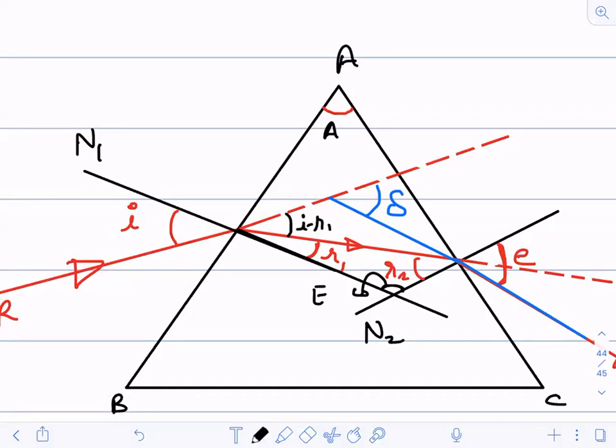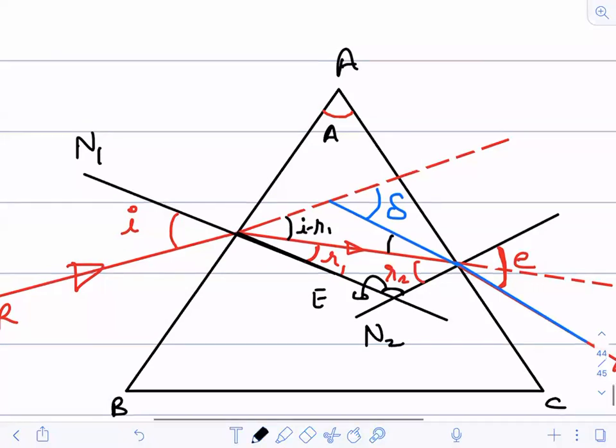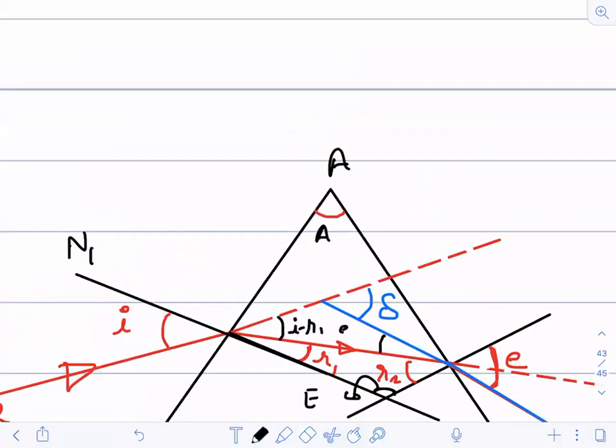Similarly, what is this angle? The one I have just drawn. See here, this angle, this one. What is this angle? Is this E minus R2? Yes, this is E minus R2. Okay, very good.